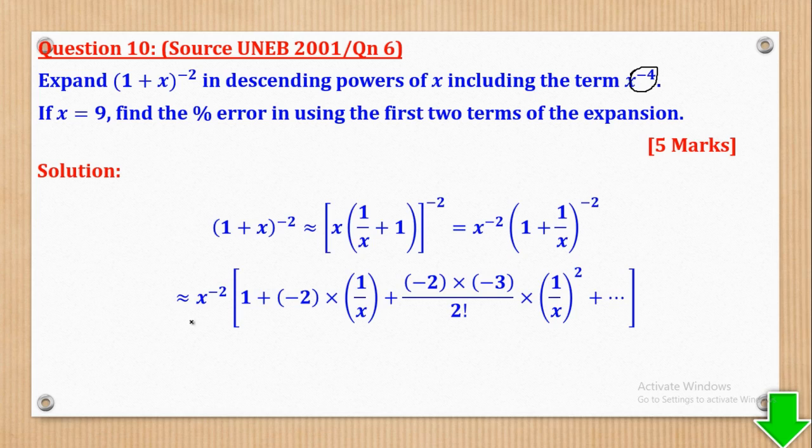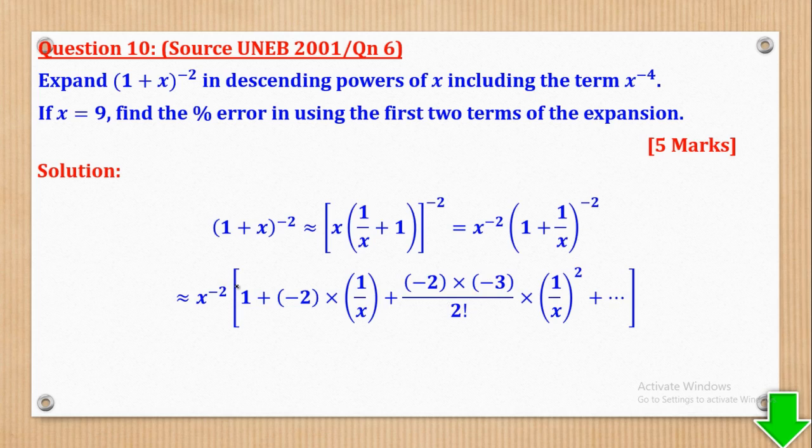And that is why you see here they said x to the power negative 4. So when I expand, I'll still use the same concept, but this one is first maintained outside, then use the concept: first term is 1, second term is this power, multiplied by this other term, then third term is this power, then this power minus 1 is negative 3, over 2 factorial, then the other term is raised to the power 2.